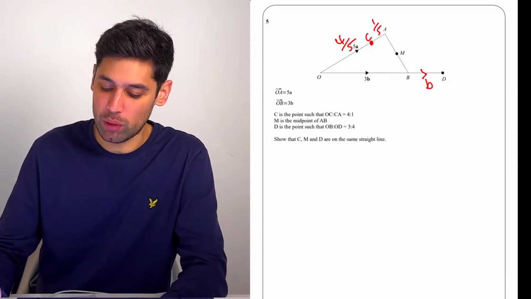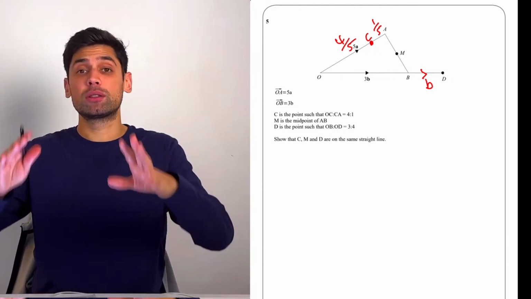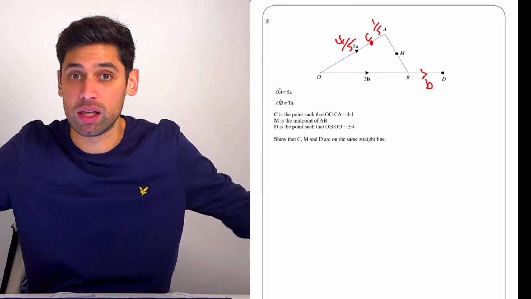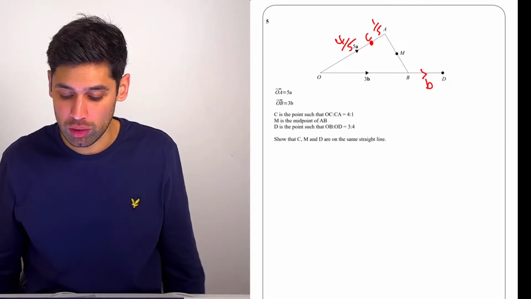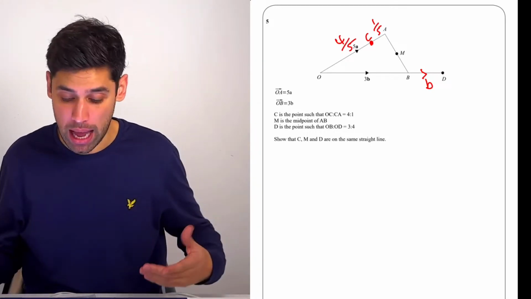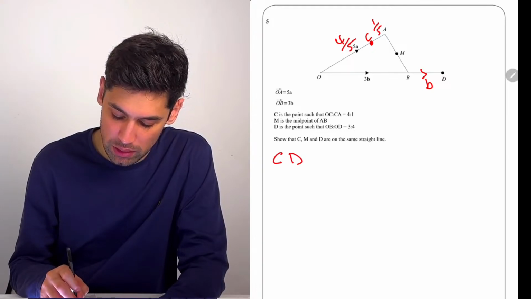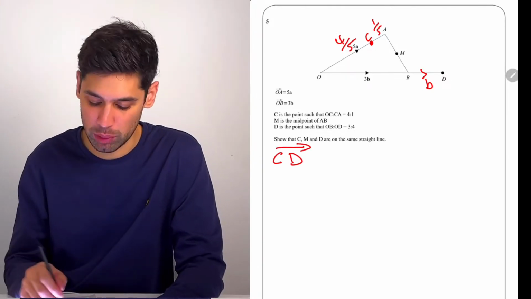Show that C, M, D are on the same straight line. So remember, to prove that points are on the same straight line, we're just going to start by finding the vectors that lie on the line. So let's find CM and CD. We'll start with CD, because that's going to be quite simple.